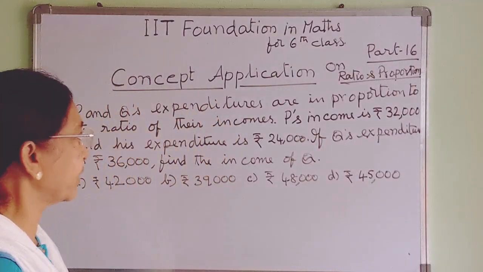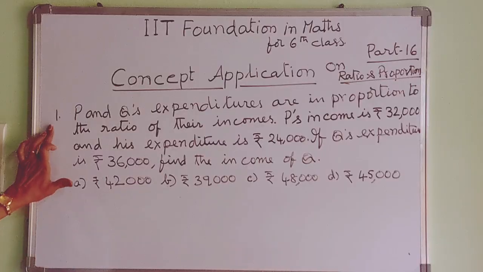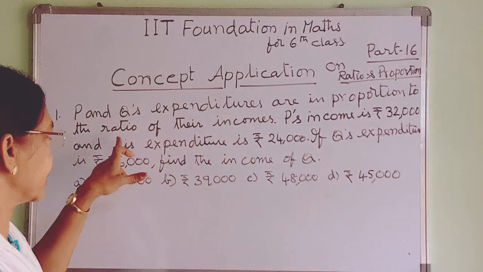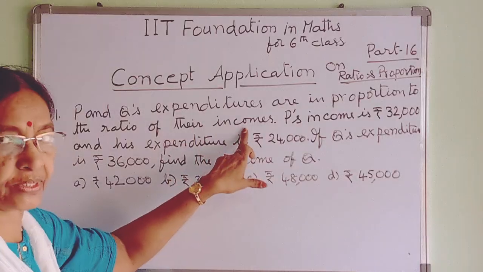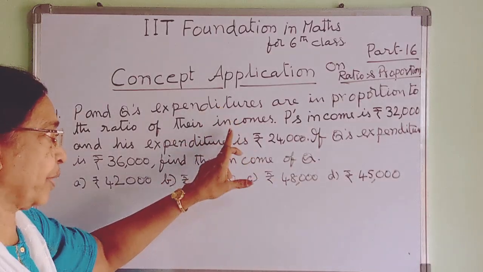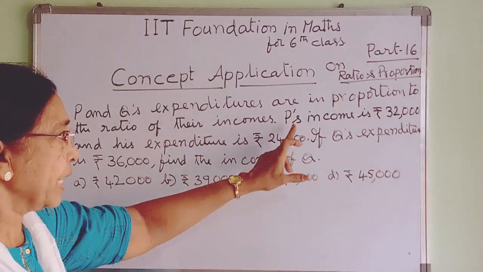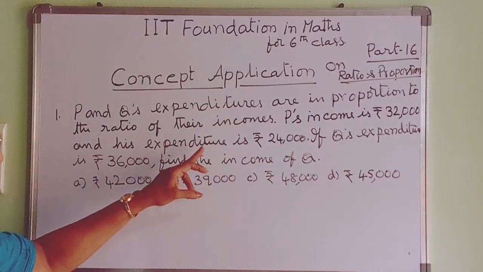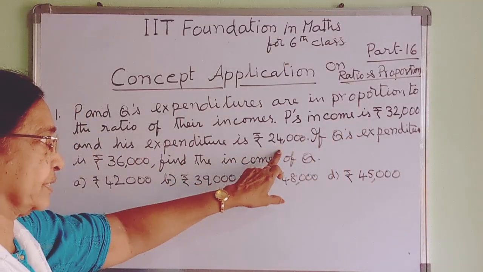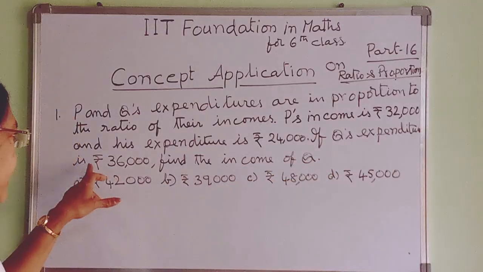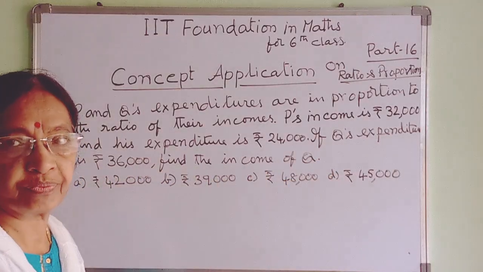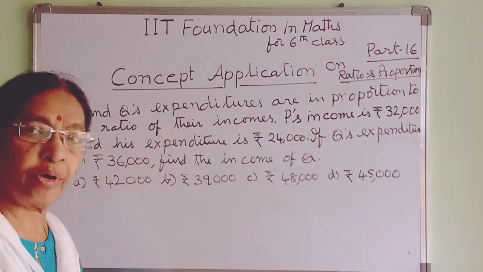Problems and concept application. First problem: P and Q's expenditures are in proportion to the ratio of their incomes. P's income is rupees 32,000 and his expenditure is rupees 24,000. If Q's expenditure is 36,000, find the income of Q.